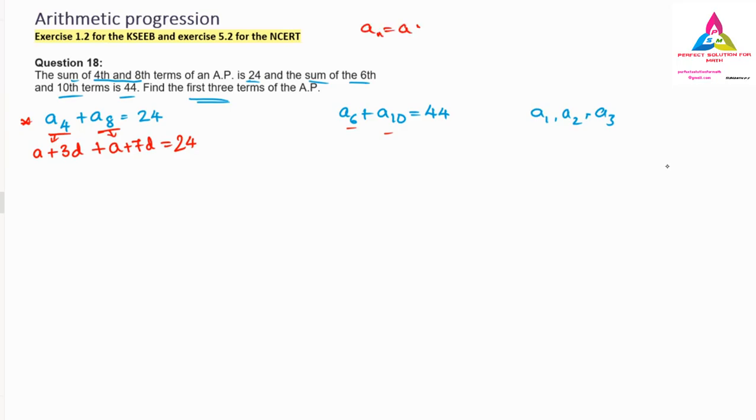The formula is an equals a plus n minus 1 into d. For a4, the value of n is 4. So a4 equals a plus 4 minus 1 into d, which is a plus 3d. Similarly for a8, it is one less than 8, that is 7d. So a plus 7d is equal to 24.